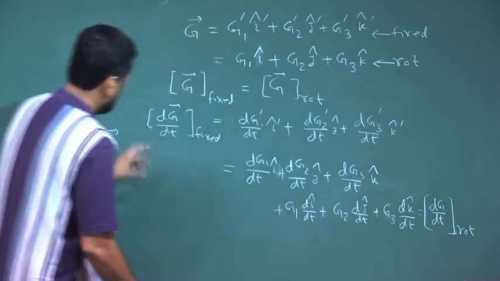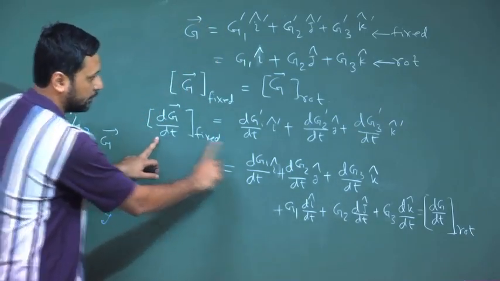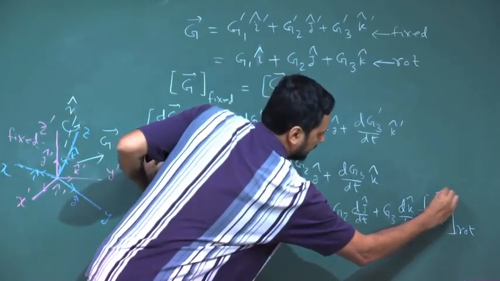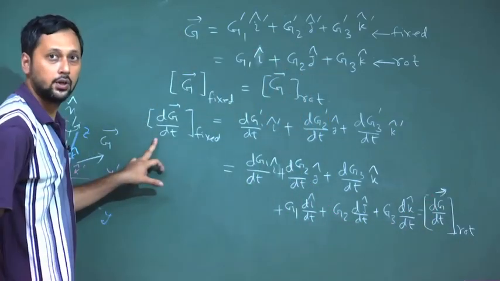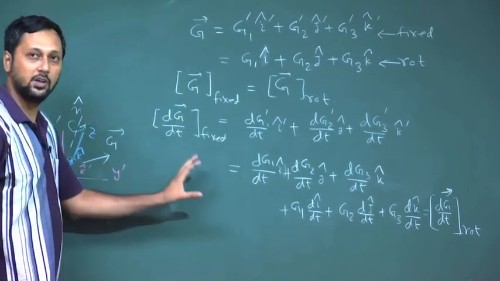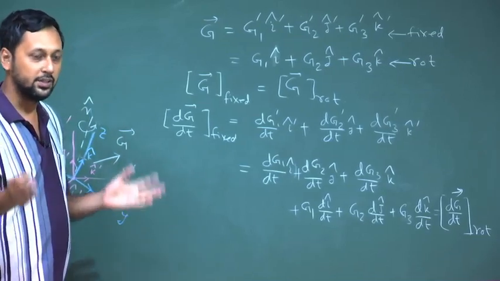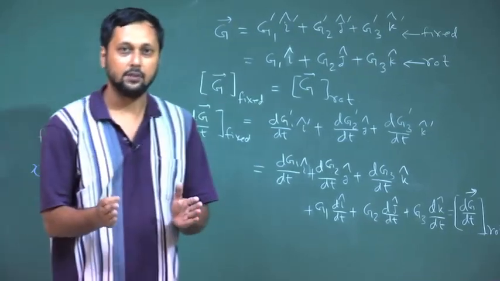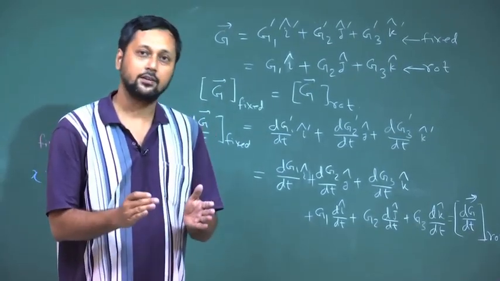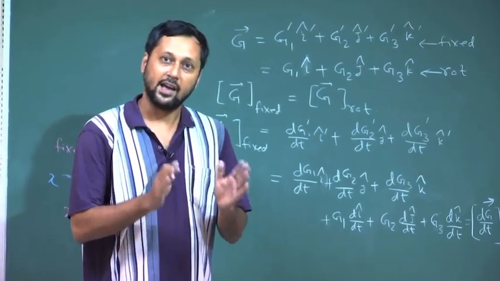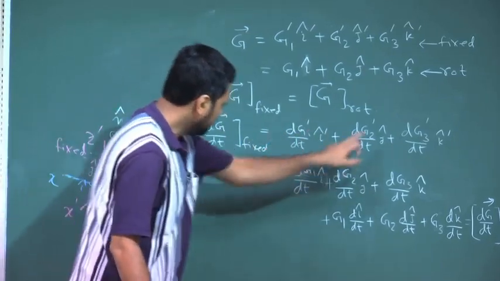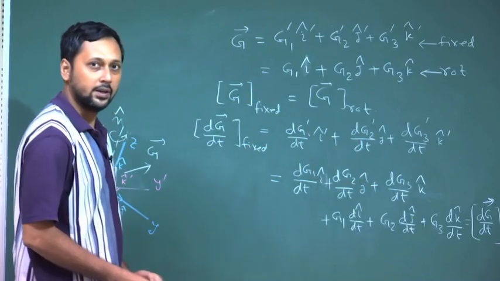So, on one side we have dG/dt fixed, on the other side we have dG/dt rot, which have to be equal, because irrespective of which frame we represent the vector in, the vector itself and also its time derivative has to be equal. So, these two have to be equal, right.